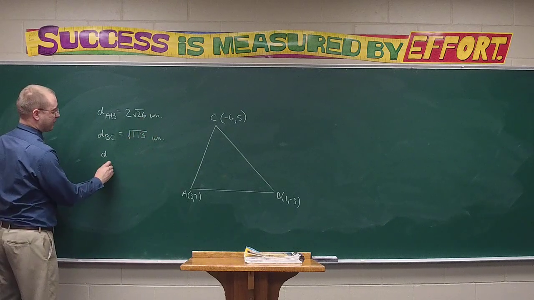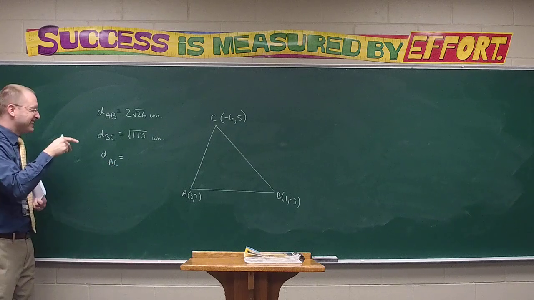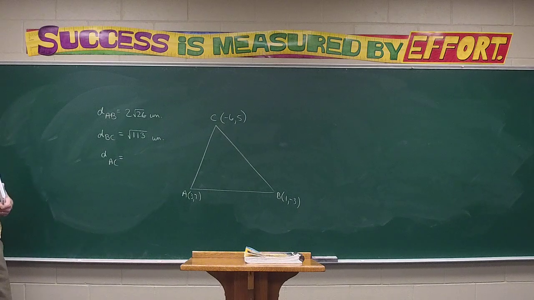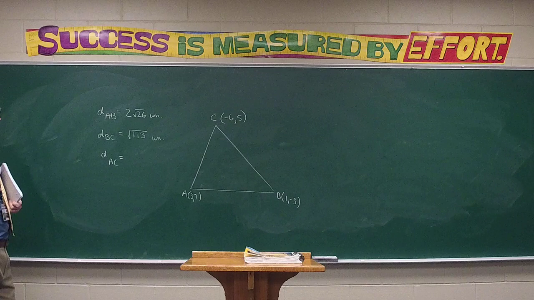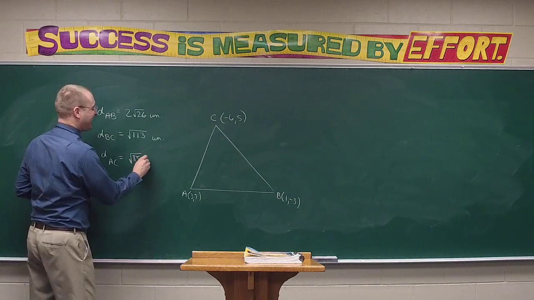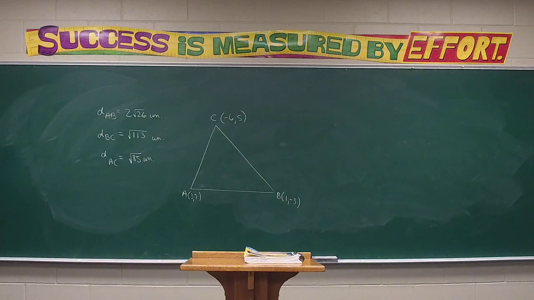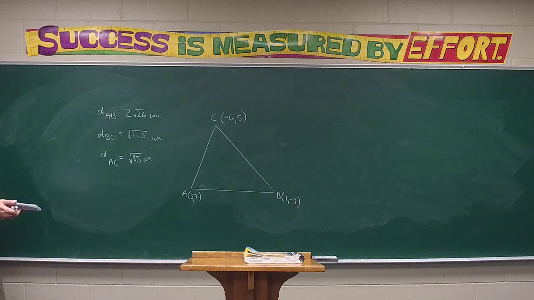And then finally, the length of side AC. I got square root of 85. That's what I got. He got square root of 85. All right, so now we're even. Did you get all 3? All right, square root of 85 units is our answer there.